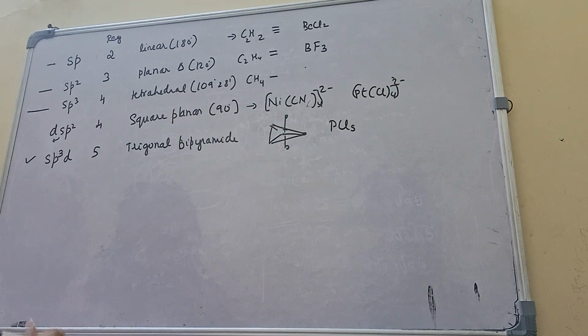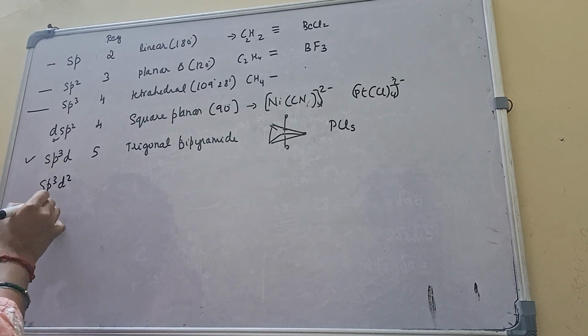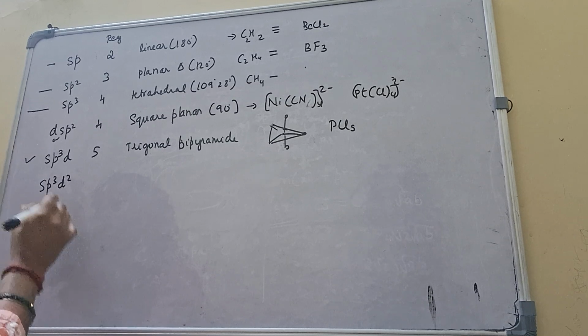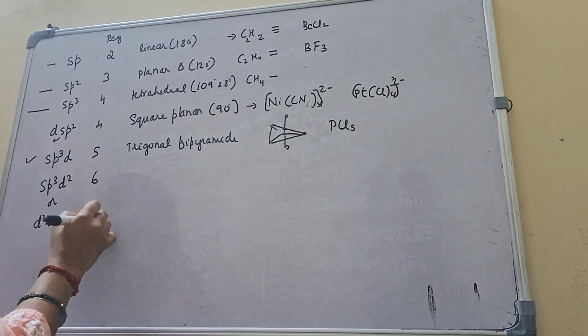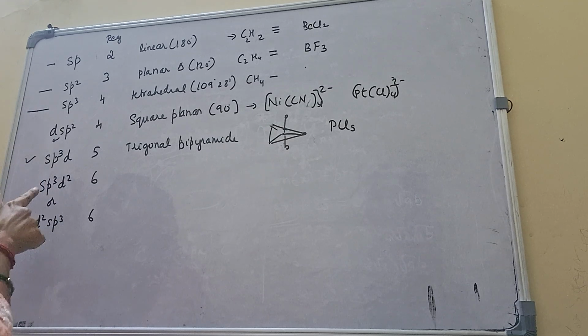So this is sp3d, which we will be doing, and then you will have sp3d2 or d2sp3. Both are different, but both of them have got 6 regions: 1, 2, 3, 4, 5, 6.